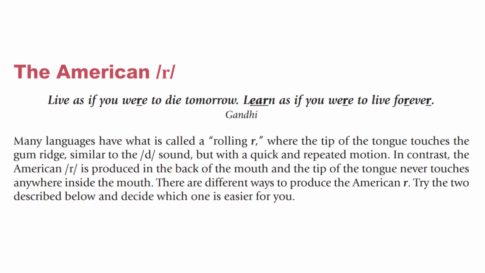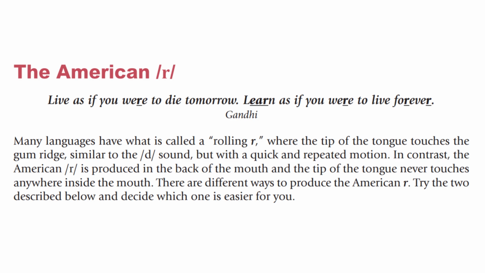The American R. Many languages have what is called a rolling R, where the tip of the tongue touches the gum ridge, similar to the D sound, but with a quick and repeated motion. It sounds like this: R, bright, Russia, from, red. In contrast, the American R is produced in the back of the mouth, and the tip of the tongue never touches anywhere inside the mouth.